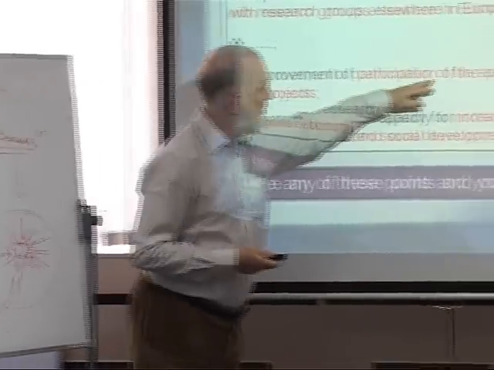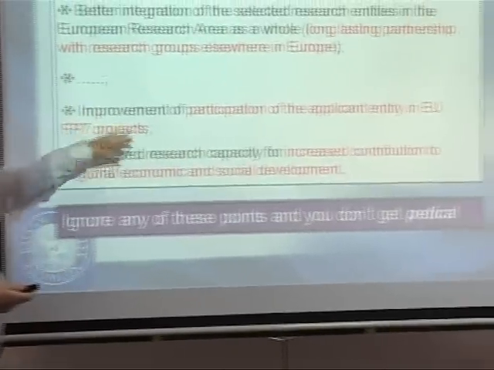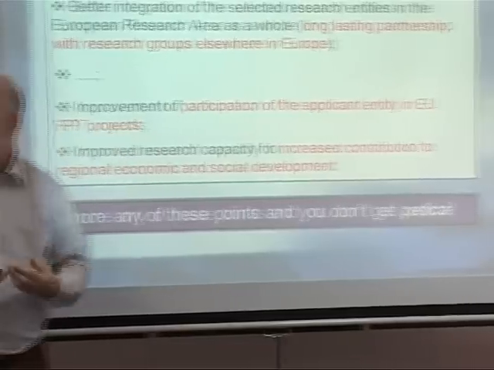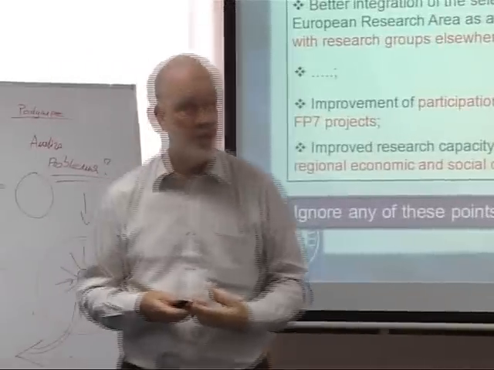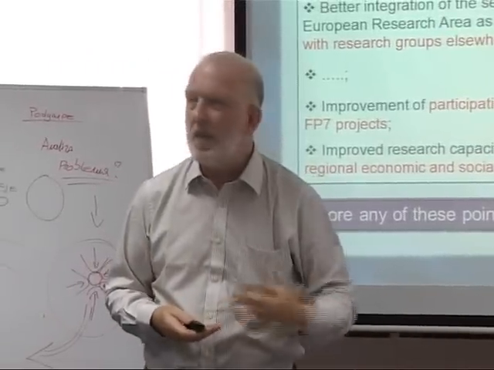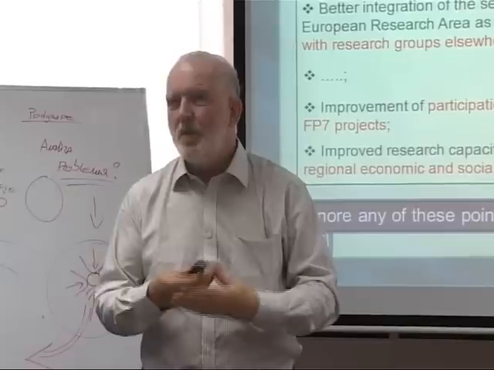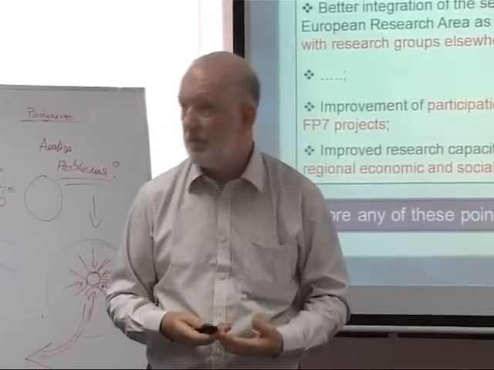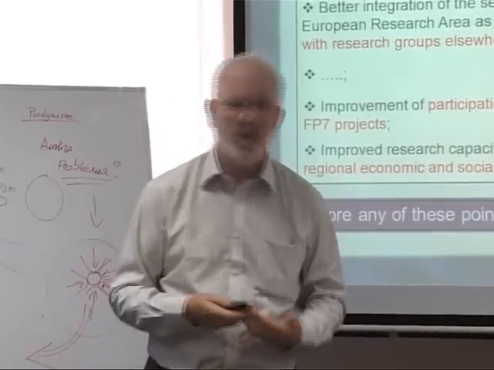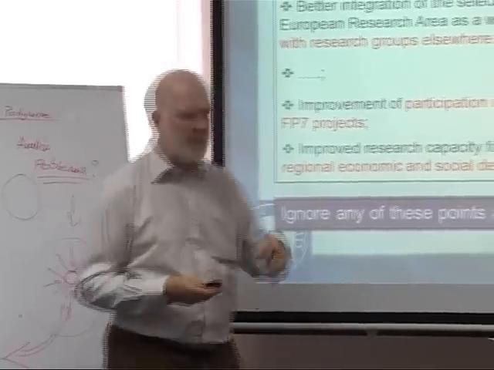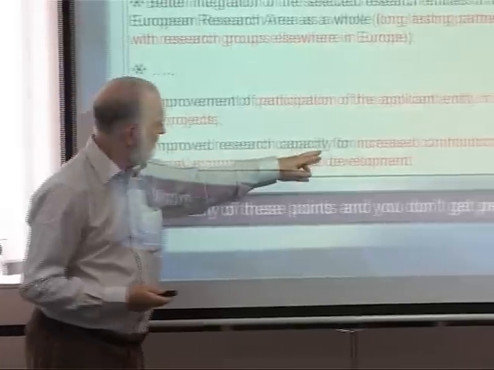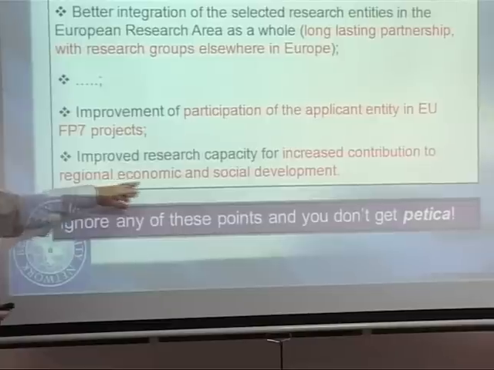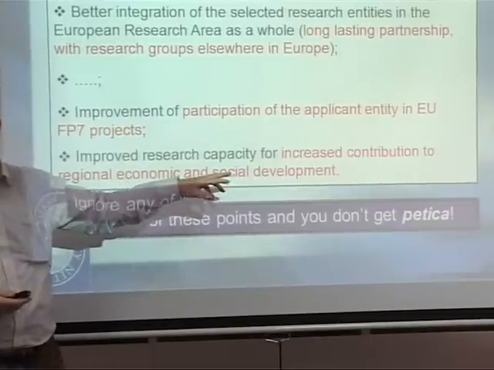Improvement of participation of the applicant entity in EU FP7 projects. Again, you can write some text for that without too much difficulty. You can say our partner institutions will be able to help us to write project proposals for FP7. So that's not a problem. Let's read the last one though. Improve research capacity for increased contribution to regional economic and social development.